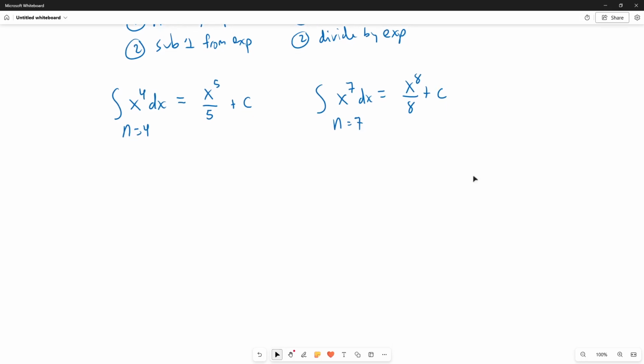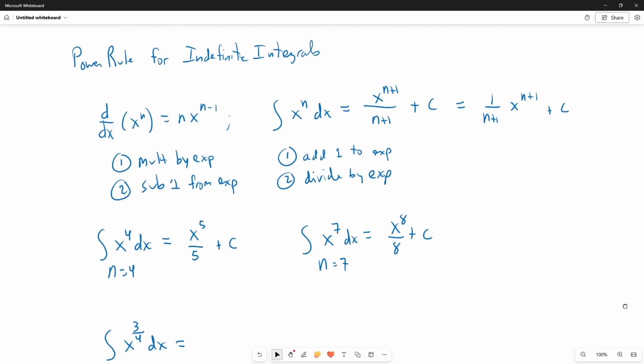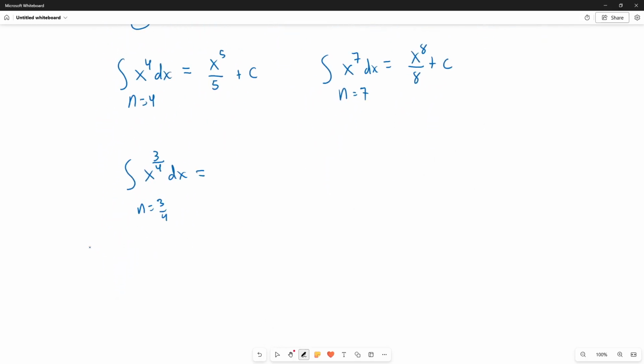Even if the power is a fraction, the integral of x to the 3/4, so we're going to use the power rule with n equals 3/4. We're going to add 1 to the power and then divide by that new power. So 3/4 plus 1 is 3/4 plus 4/4, and that's 7/4. And then we're going to divide by 7/4 plus c.